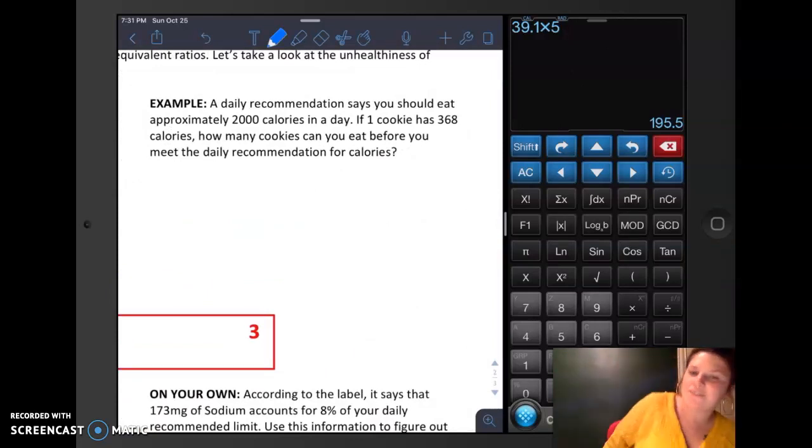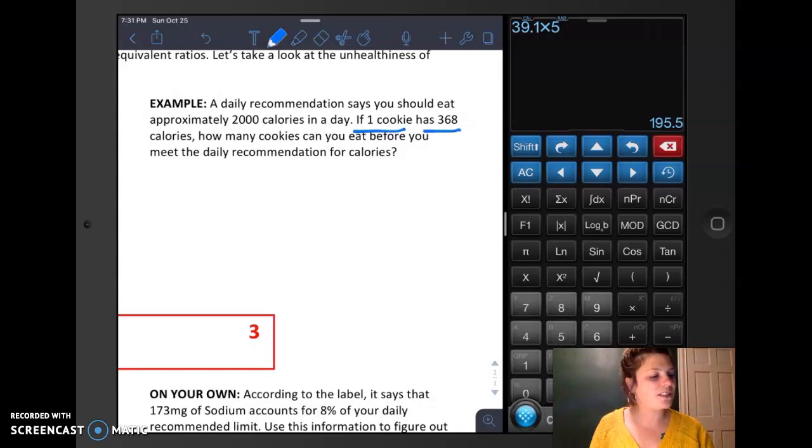Okay, this one's kind of fun. It says if you had one cookie, it had 368 calories. Duh, we already knew that. So since we know that, we're going to say 1 over 368, just like we did before. But the beginning says, daily recommendation says you should eat approximately 2,000 calories. So how many cookies can you eat before you meet the daily recommendation for your calories?